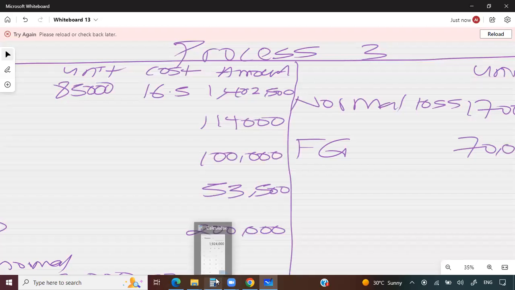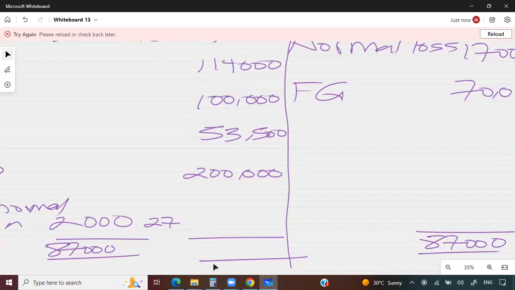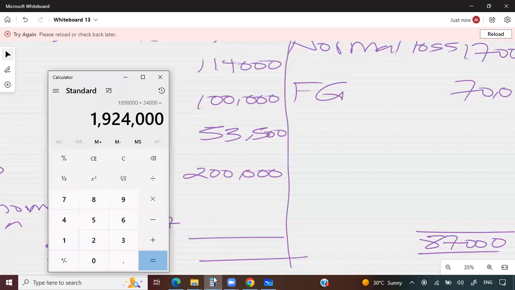And then we have what? So we cannot say what now? We say 2 multiplied by 27. That's around 54. Okay, 2 multiplied by 27, that's 54.